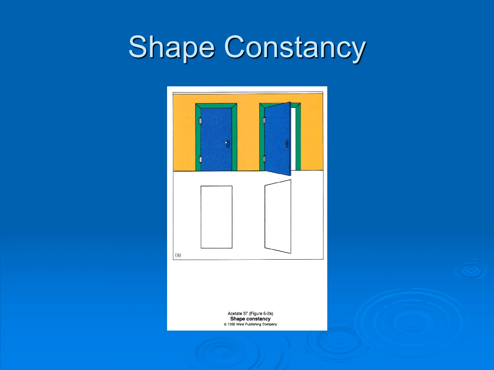Size constancy means that if something's closer and then further away, the image itself doesn't change in size, even though the image on your retina does. We know an elephant 10 feet away is the same as an elephant 1,000 feet away. It's still the same elephant.